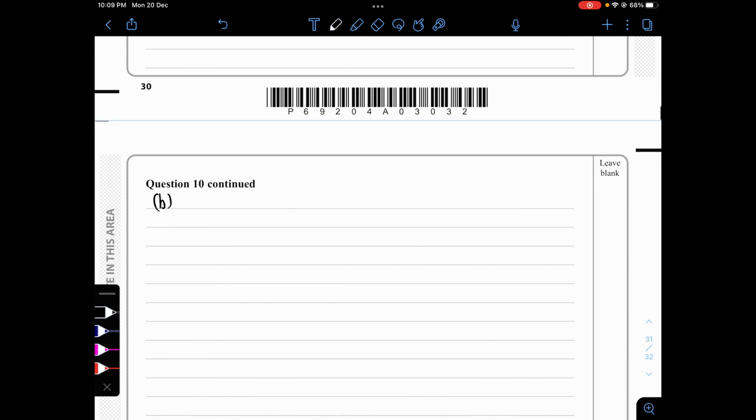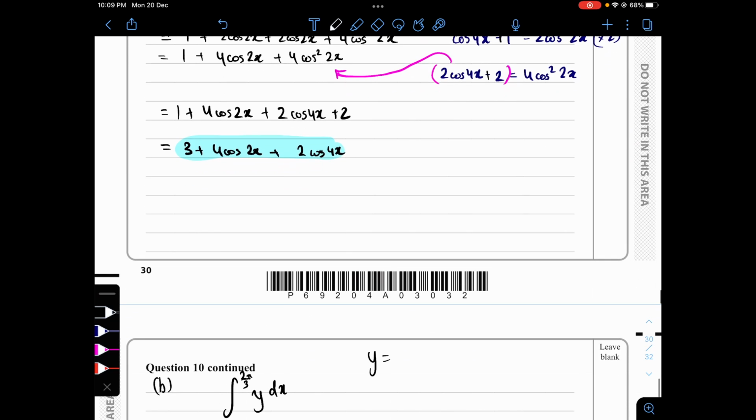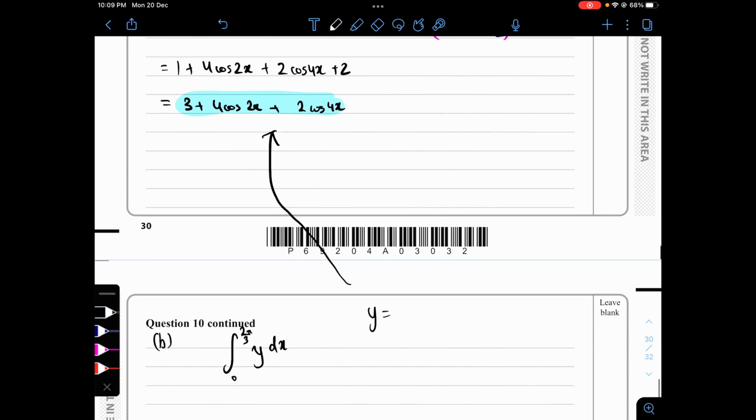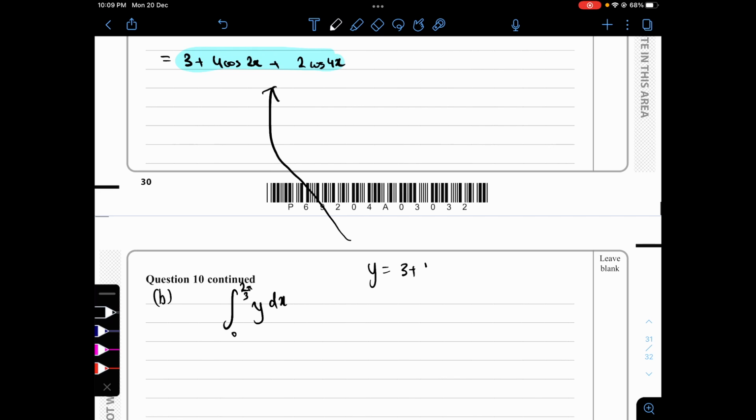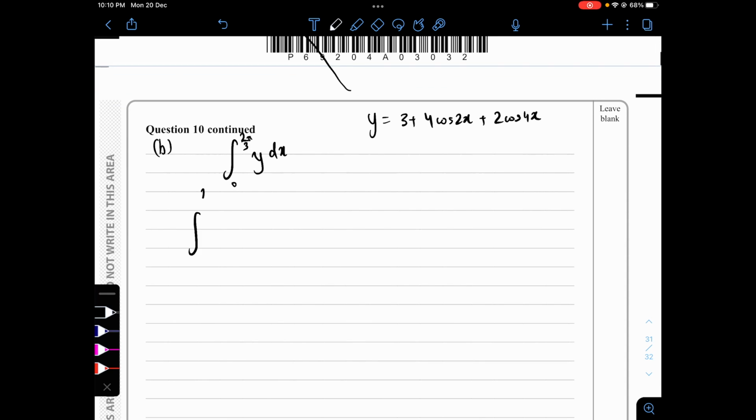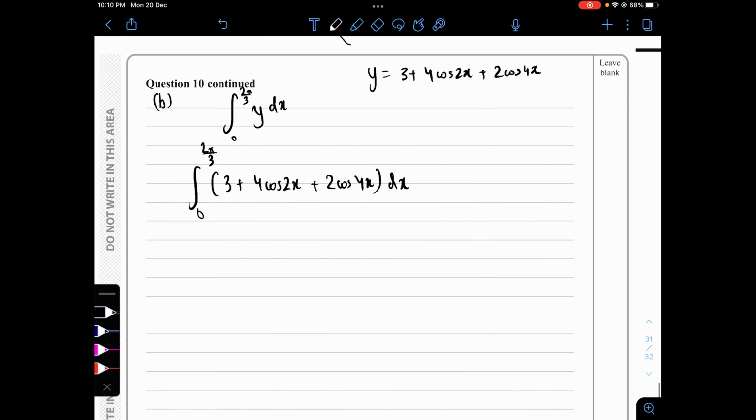Part B here. All we have to do is y dx, from 0 to 2 pi over 3. We know y can also be written as this over here. This is much simpler to integrate, so we can just write it here. So the integral from 0 to 2 pi over 3 of 3 plus 4 cos 2x plus 2 cos 4x dx. Okay, so that's pretty simple.